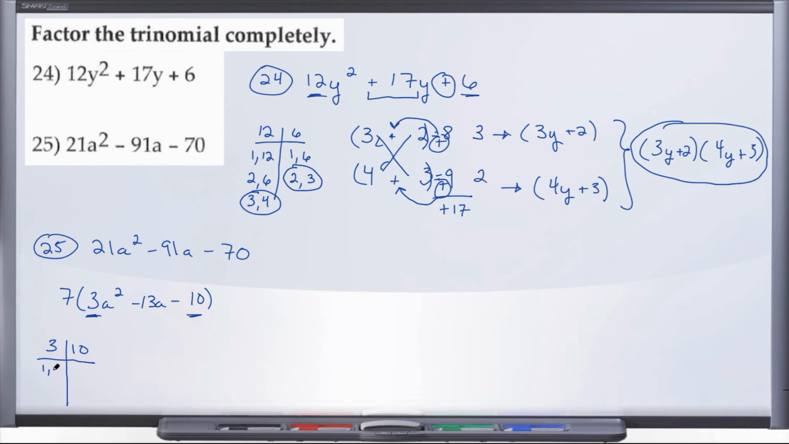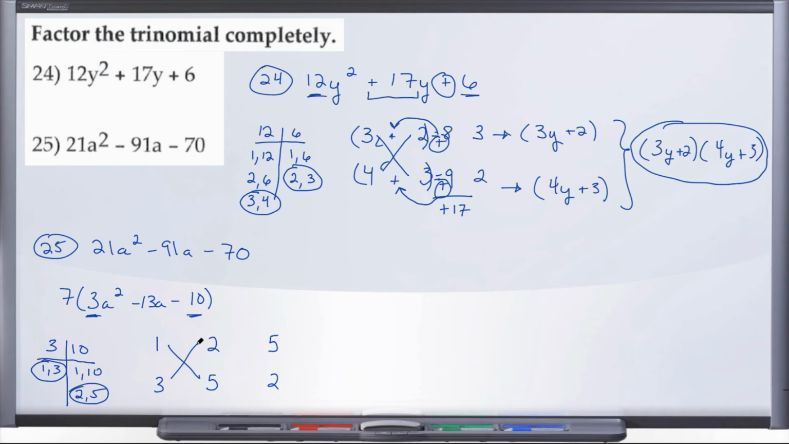So let's see. Well, 3 is pretty easy, right? It's prime, so it's only 1 and itself. And then 10, we're going to have 1 and 10, 2 and 5. So again, not too difficult. And as always, let's start with the factors that are closest together. And 3, you don't have any other option, right? We can only use a 1 and 3, so that makes things a little easier as well. And let's try stacking 2 and 5, and if that doesn't work, we'll try 5 and 2.